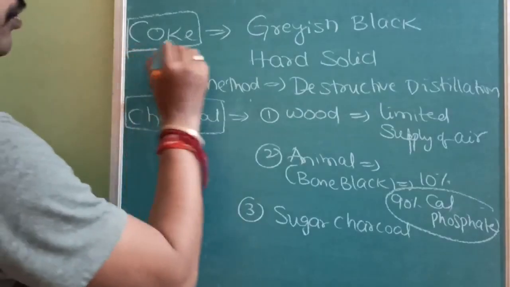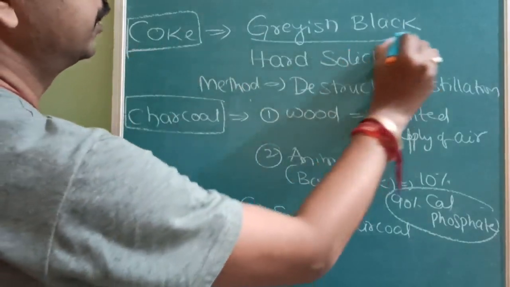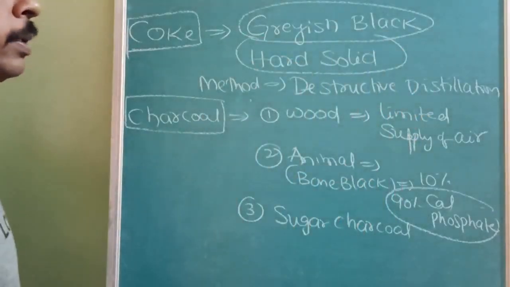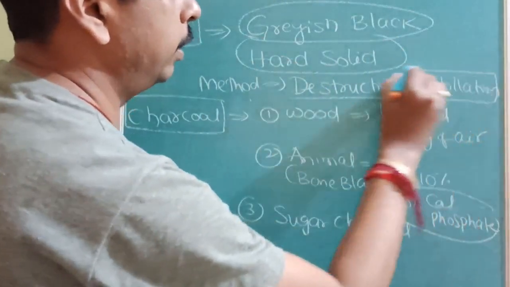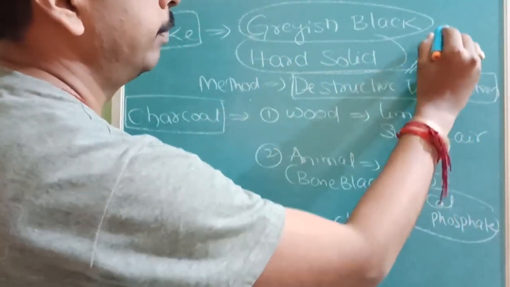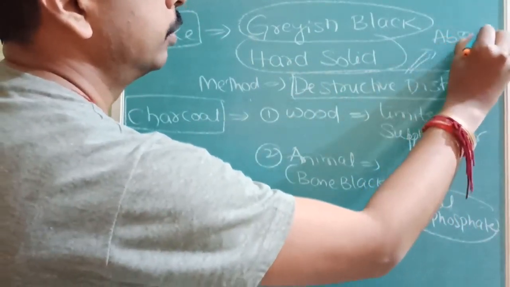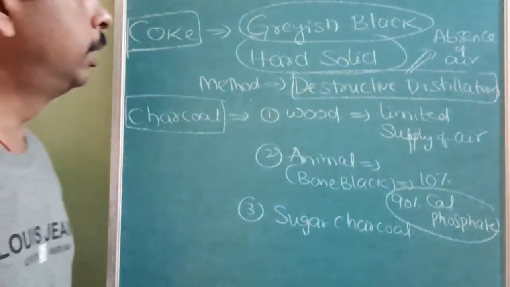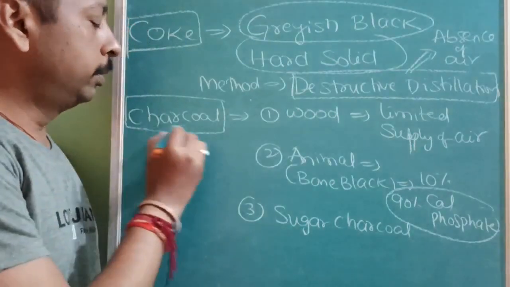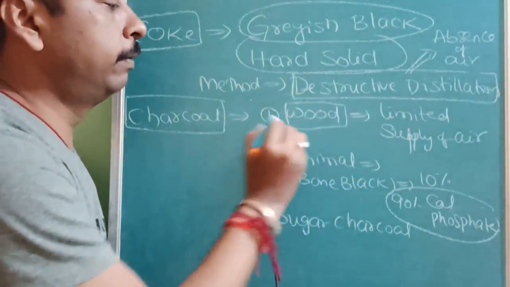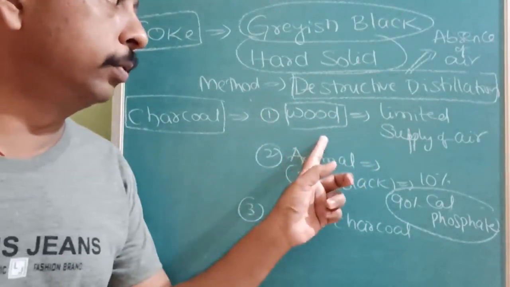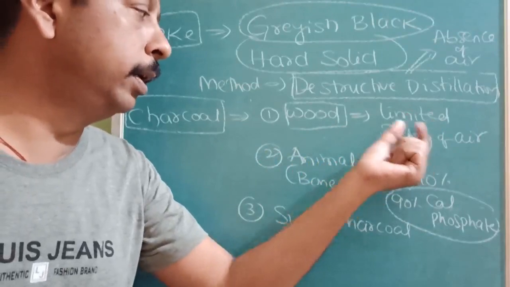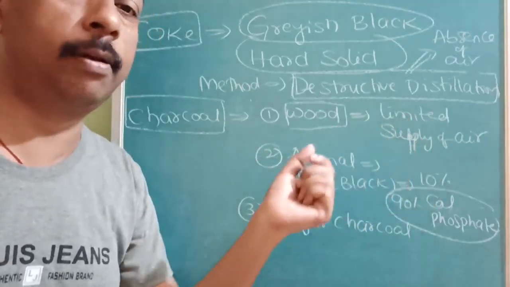Coke is a greyish black colored, hard solid. It is obtained by destructive distillation. Destructive distillation means heating to a high temperature in the absence of air. Second, charcoal. Charcoal is further divided into four types. The first one is wood charcoal. It is prepared by heating wood in a limited supply of air.